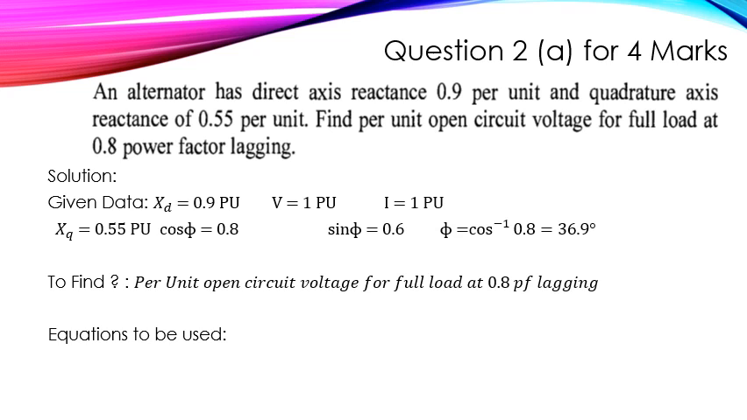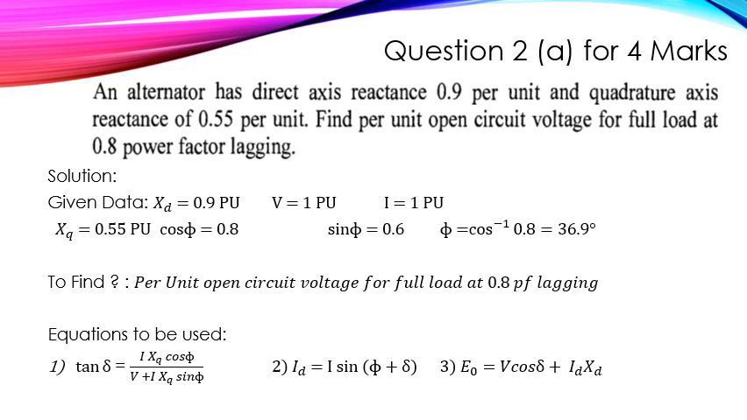Which equations do we have to use here? There are some equations. Tan delta is equal to what? The ratio of I Xq cos phi divided by V plus I Xq sin phi. Then Id is equal to I sin of phi plus delta, and the third equation is E naught is equal to V cos delta plus Id Xd. Here the armature resistance is negligible, so we can neglect the drop due to the armature resistance, that is I R a.